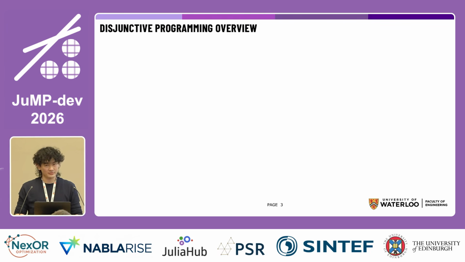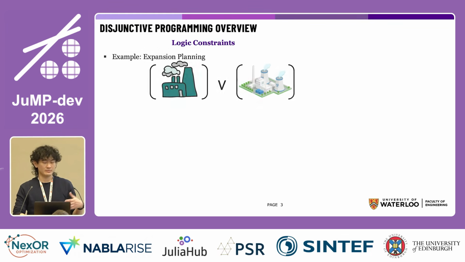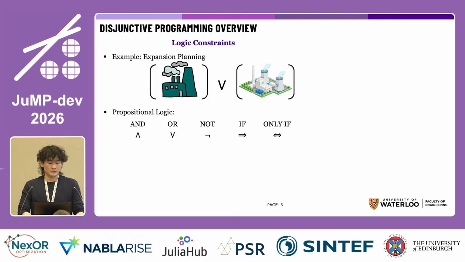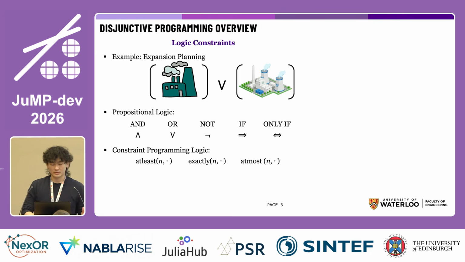So what is disjunctive programming? A brief overview. It's a really nice way for modelers to embed logical constraints into their problems. This might come up in things like expansion planning, where you're maybe picking between technology A or B, like fossil fuel or nuclear power plants, for example. To do this, you might need propositional logic or even constraint programming logic.